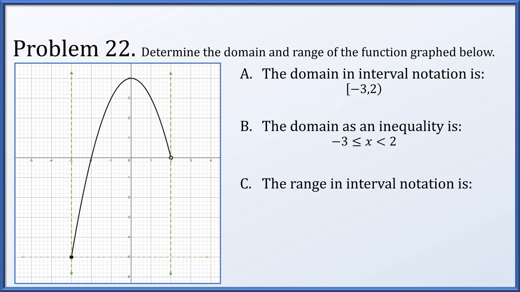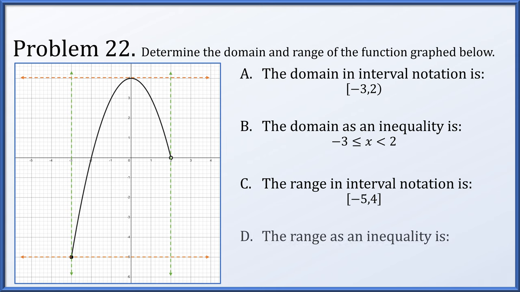Next, what's the range in interval notation? Now for a range, we're looking for y values or horizontal lines. I'm going to start down here at the bottom where y is negative 5, and that will be included. Then we ask, how far up does that go? Up to the vertex, which happens at a height of 4. And the vertex is a height that is included in the parabola. So both the very bottom at y equals minus 5 and the very top at y equals 4 will be included. And if I want to present this as an inequality, we'd say negative 5 is less than or equal to y is less than or equal to 4, and both of those endpoints are included.